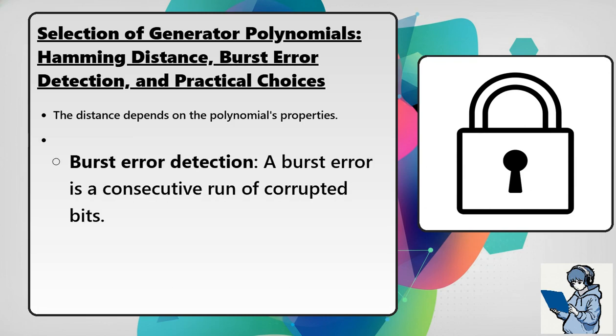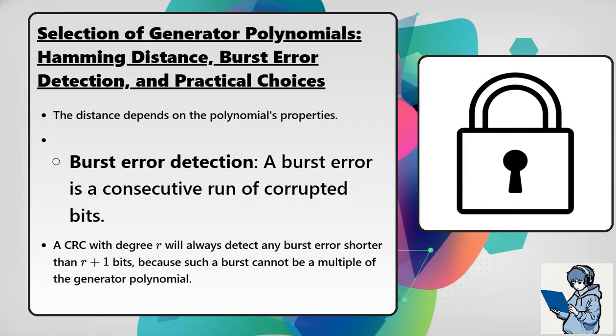Burst error detection: a burst error is a consecutive run of corrupted bits. A CRC with degree r will always detect any burst error shorter than r plus 1 bits, because such a burst cannot be a multiple of the generator polynomial. Practical choices: Ethernet uses CRC32 with generator.